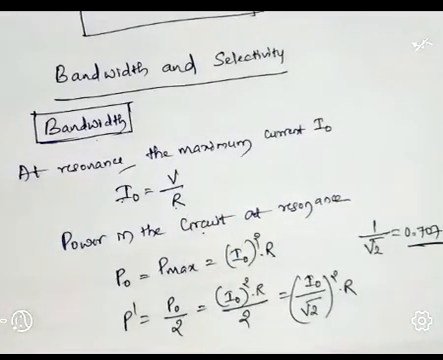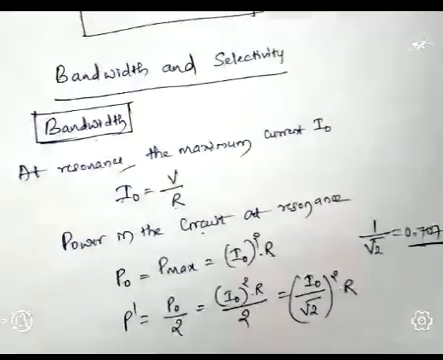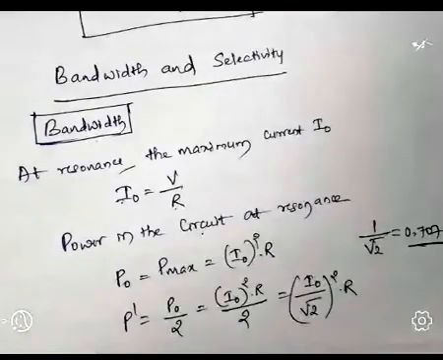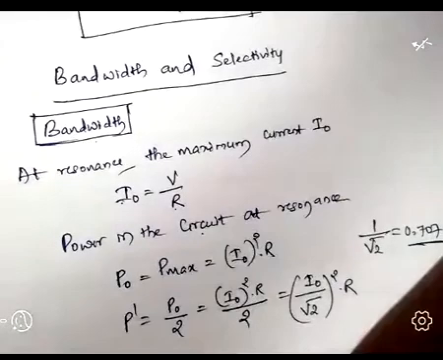So the frequencies at which power in the circuit is half of its maximum value are called half power frequencies. Okay. Once again, I'll repeat, the frequencies at which power in the circuit is half of its maximum value are called half power frequencies. Okay.